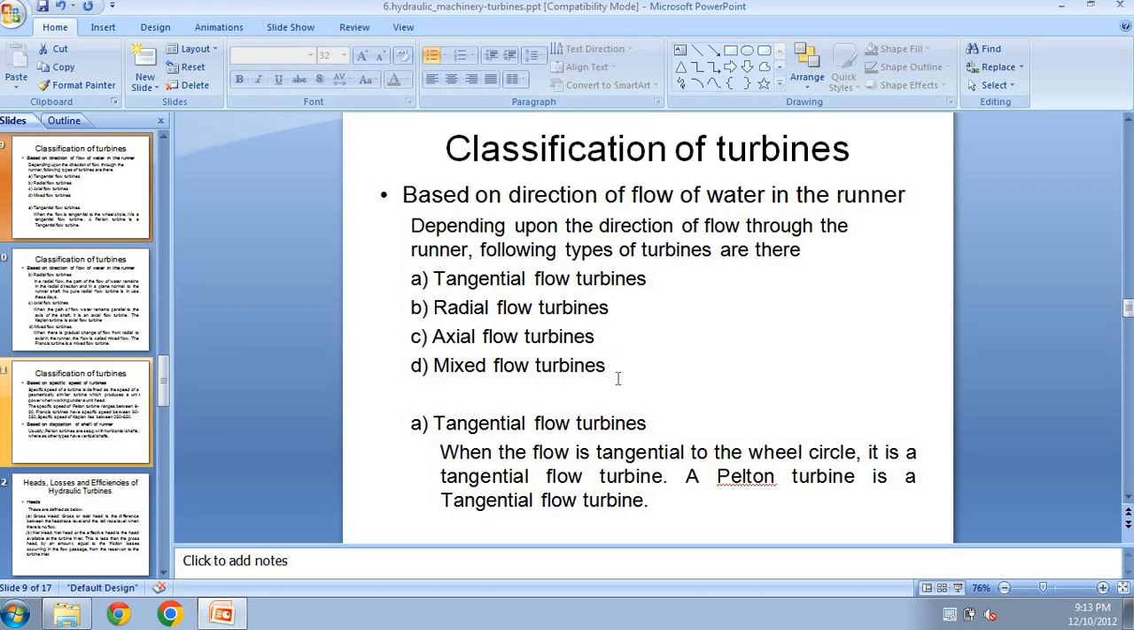First we consider tangential flow turbines. This tangential flow we observe in high head turbines or impulse type turbines, which are generally the Pelton turbine. In the Pelton turbine, the water hits or strikes the runner in the tangential direction. So the water entry to the runner is tangential, and it is called a tangential flow turbine.